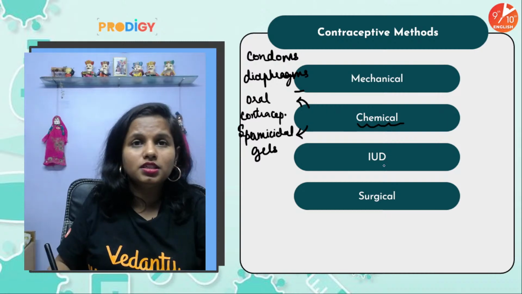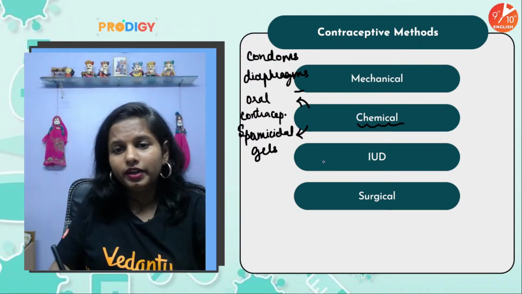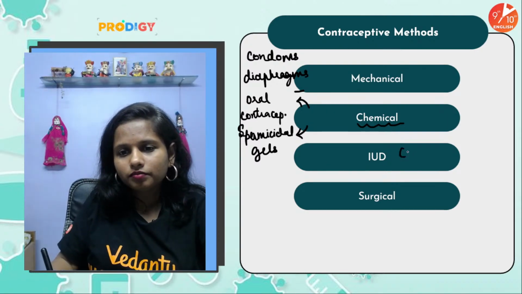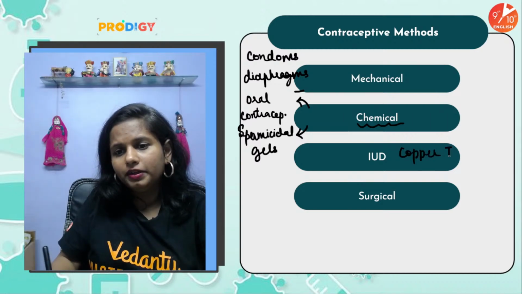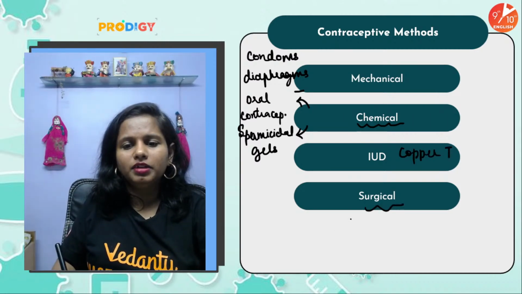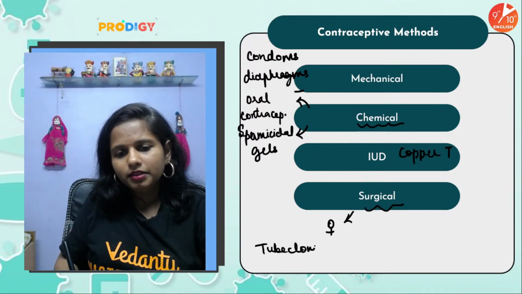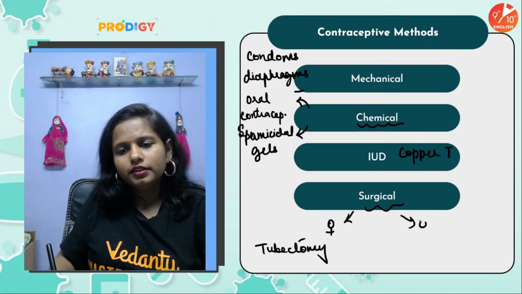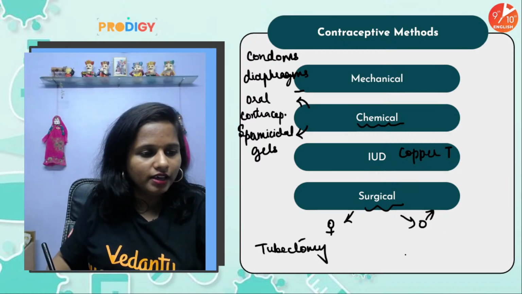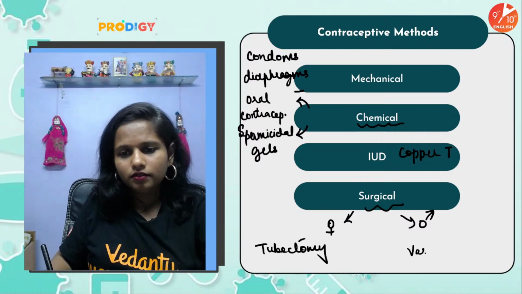Okay, IUDs, intrauterine contraceptive devices. Example, puberty. And surgical methods: in females it's tubectomy and in males it's vasectomy, right?